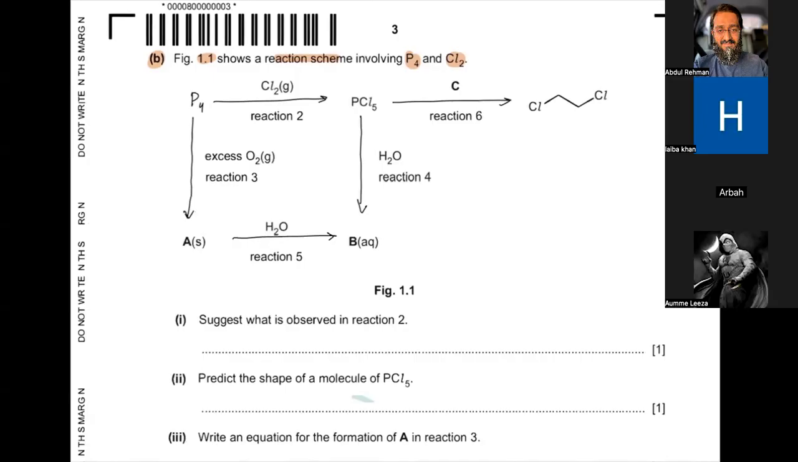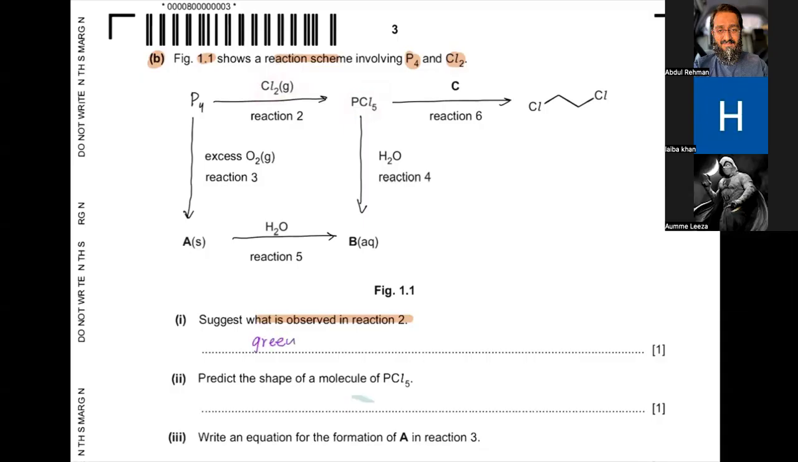Now, what is observed in reaction 2? If you see in reaction 2, phosphorus is reacting with chlorine, and as a result, PCl5 forms. So the reaction is with the chlorine, right? The chlorine is a green gas, and when PCl5 forms, there is no chlorine left over there. All the chlorine is being used up. So we will answer that the green gas disappears.